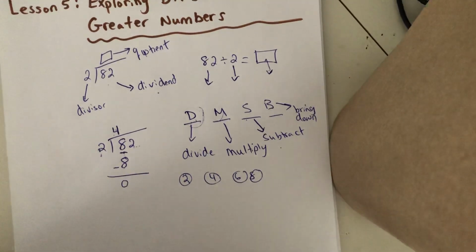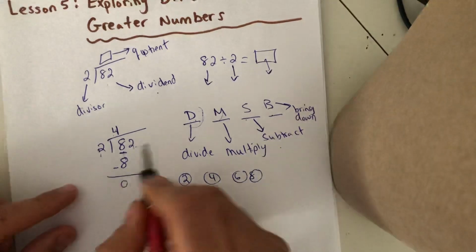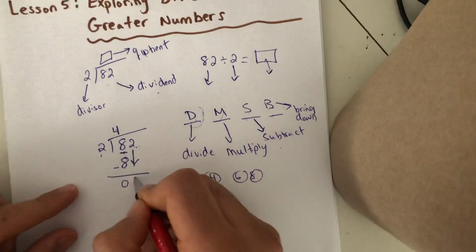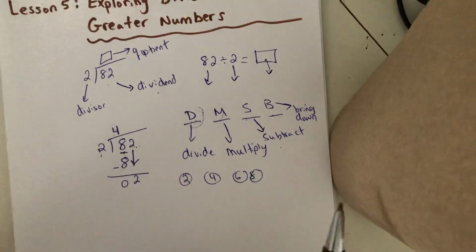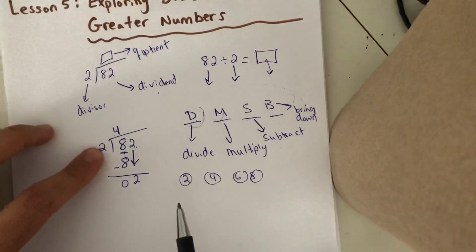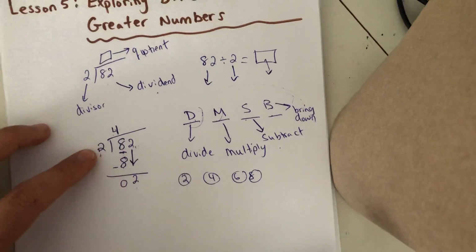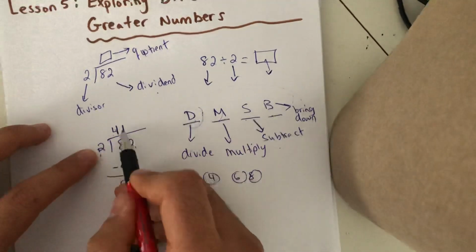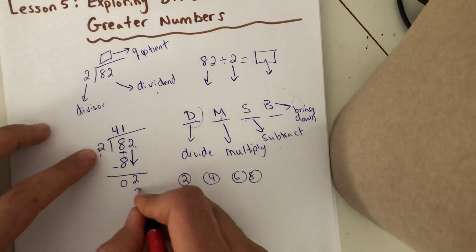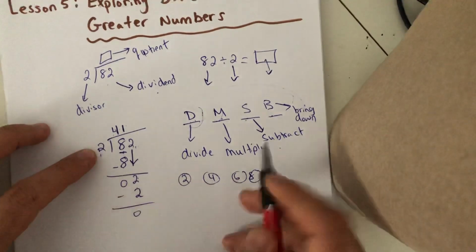We cannot move on unless we move on to step number 4, which is bring down. What am I bringing down? I'm bringing down the 2. Now I go back again and do the steps all over again. How many times can 2 go into 2? It goes into it once. Step number 2, multiply. 1 times 2 equals 2. Subtract. 2 minus 2 equals 0.